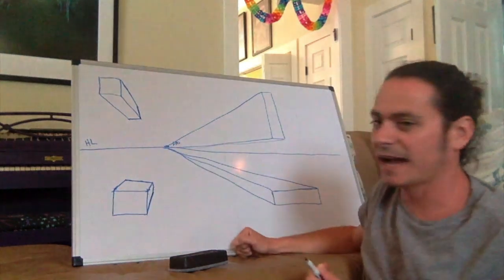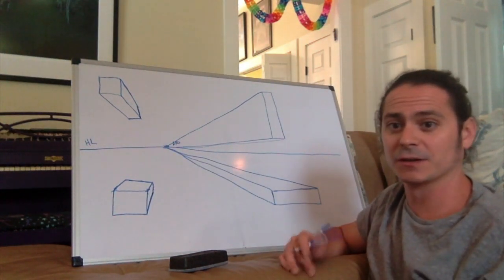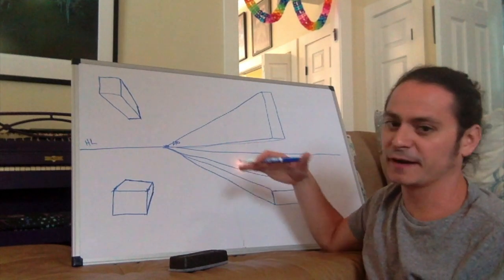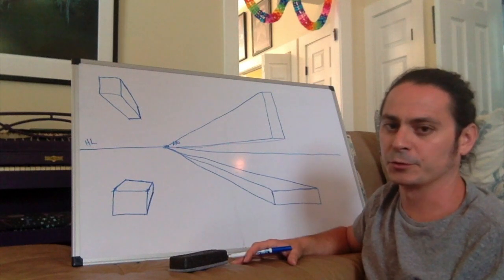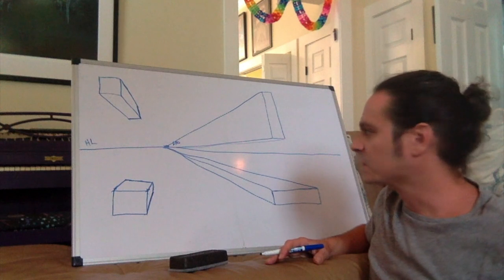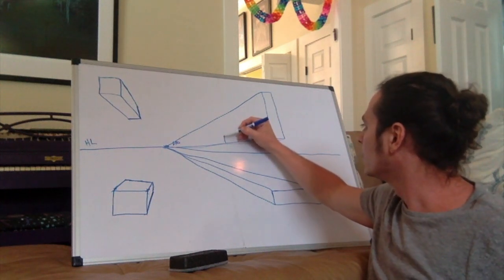All right, and now we have a box floating in the air. And that's pretty cool, huh? So I want you to realize that you can achieve various points of view depending on where you put your box in the plane. All right, so let's move right along. I'm going to make this one really long too.